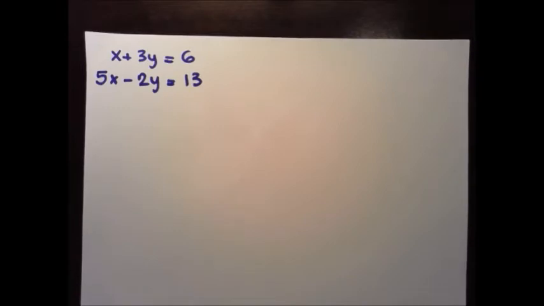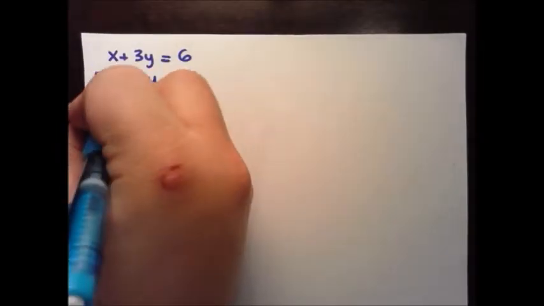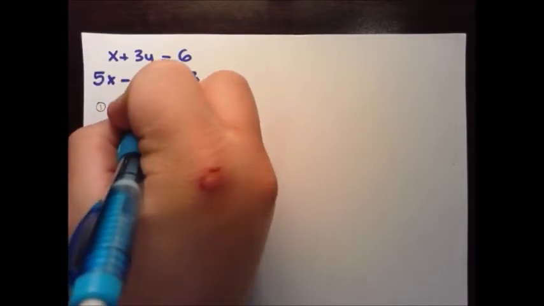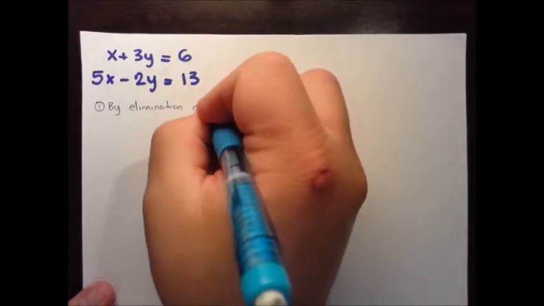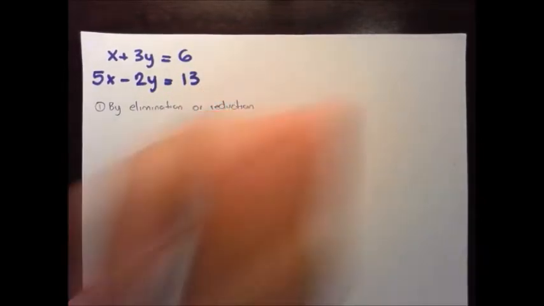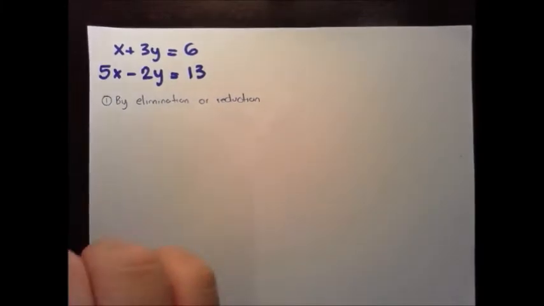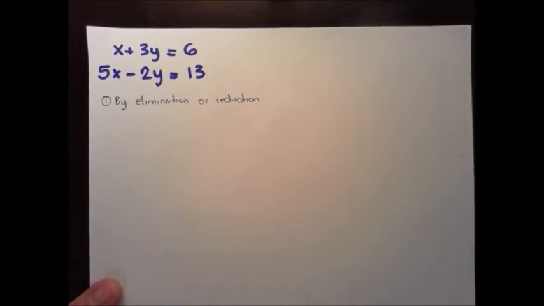Okay, let's try to solve this linear equation system with two unknowns and two equations. We have three different options. The first option that we're going to see is called elimination or reduction. It means that you need to eliminate one variable to reduce to just one variable. To do that, it's very important to see first of all if it is possible to do it directly.